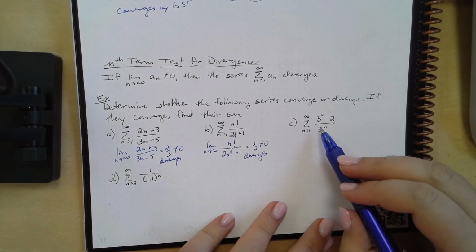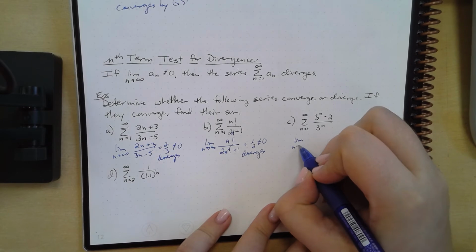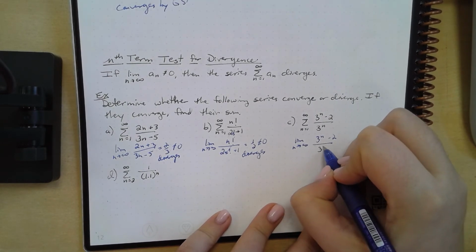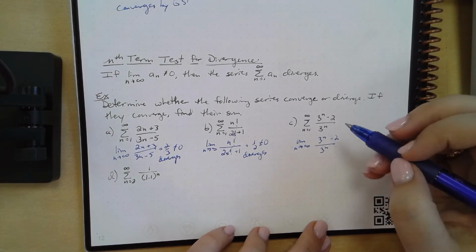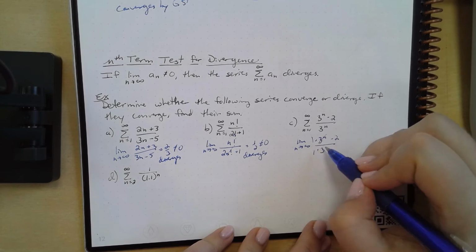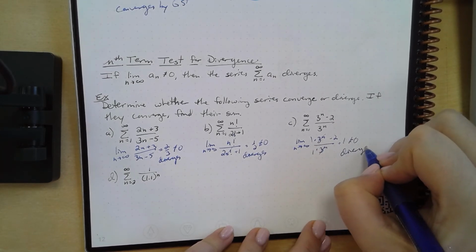Okay? Here, we have the sum. We're going to calculate our limit as n goes to infinity of 3 to the n minus 2 over 3 to the n. So basically, we have 1's in front here, right? So these are going to cancel out, so this is going to equal 1. This does not equal 0. So this diverges. All right?